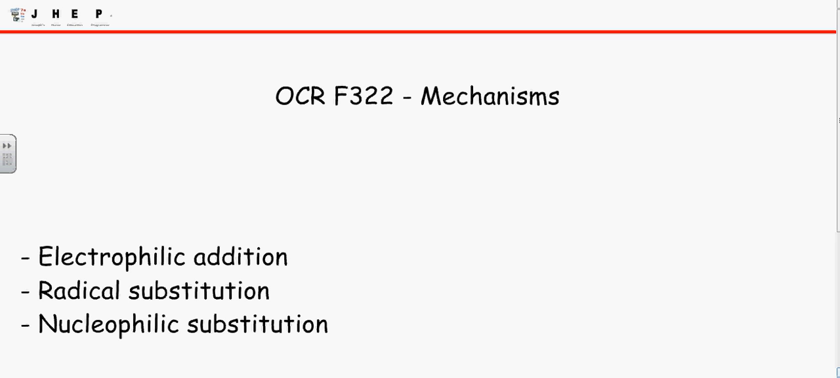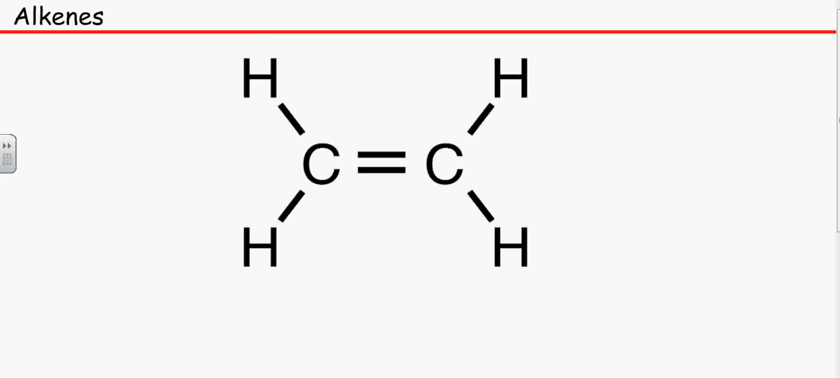Well, the three things that we need to learn are the three types of mechanisms, which are electrophilic addition, radical substitution, and nucleophilic substitution. The first thing that we should know is that alkenes go through electrophilic addition. Why? Well, we have this electron-rich double bond over here, which has lots and lots of electrons, and those electrons actually manipulate diatomic molecules to become dipolar.